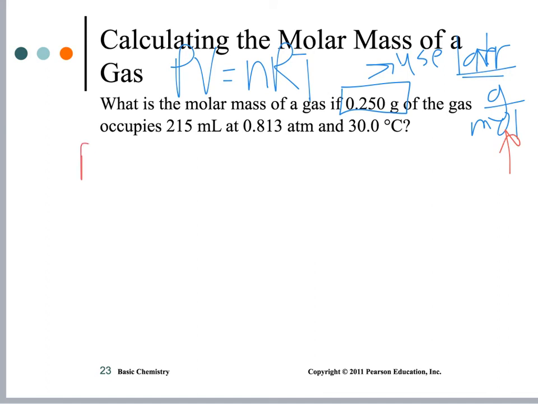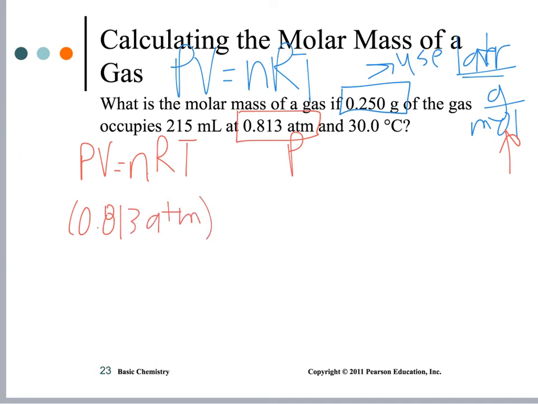All right, so we got PV equals NRT. That's not an N, Mr. Haight, that is an R. It's not RRT, it's NRT. All right, so now I got pressure. Here's my pressure, so let's go ahead and put that in here, 0.813 atm. Do I have a volume? Yes, I got a volume, but it must be in liters, because my R has liters in it. So I have to convert that.